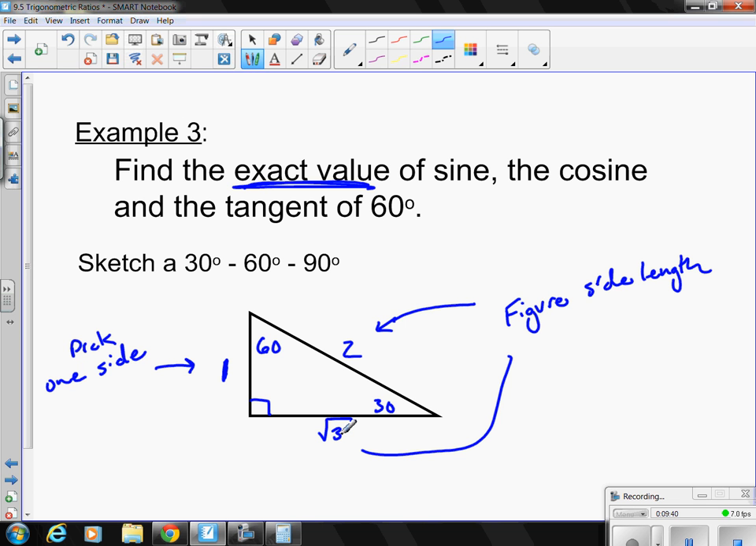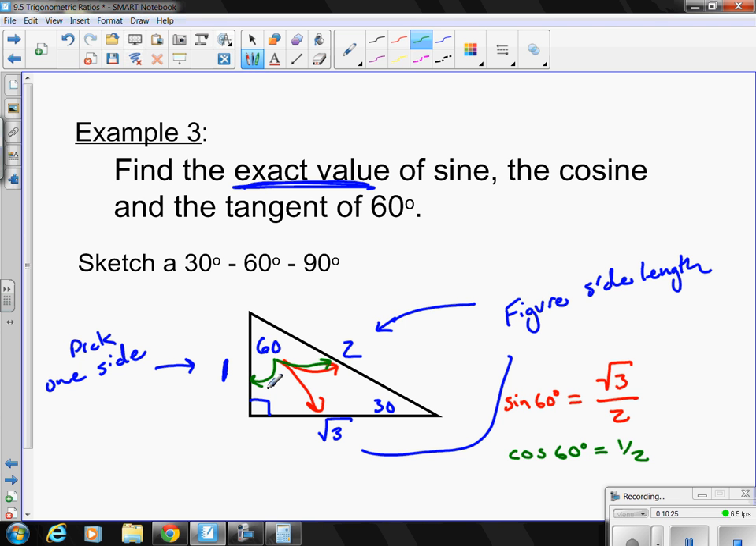So if we're looking for the sine of 60, the sine is opposite over hypotenuse. So the square root of 3 over 2 would be the exact answer for what the sine of 60 degrees is. Okay, the cosine of 60 degrees is adjacent over hypotenuse, the adjacent side over the hypotenuse, 1/2, right? The side that's not the hypotenuse, but next to it.